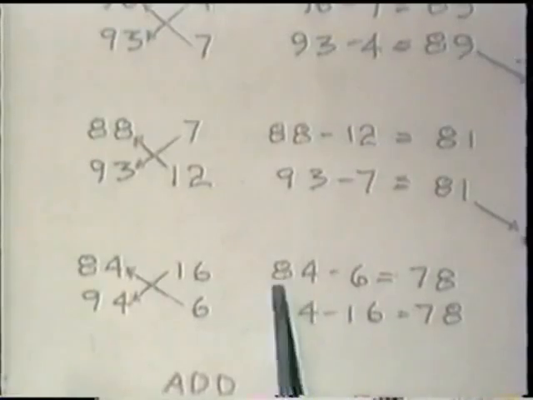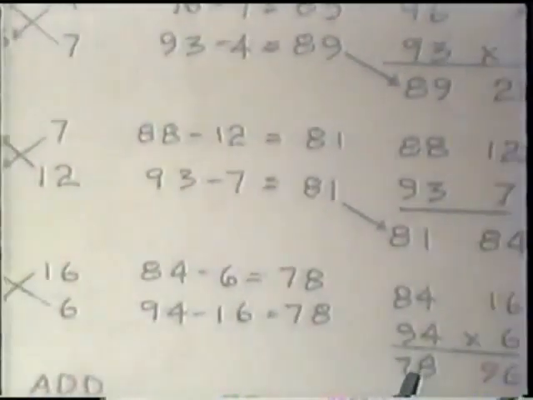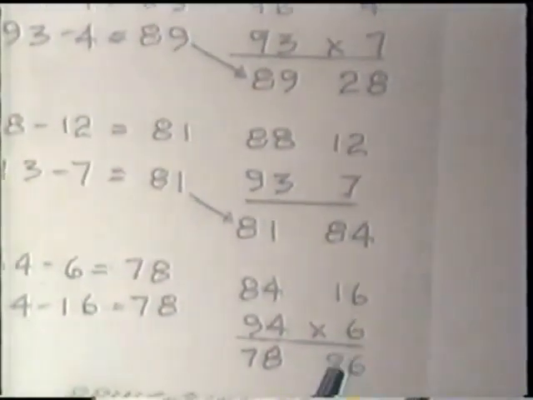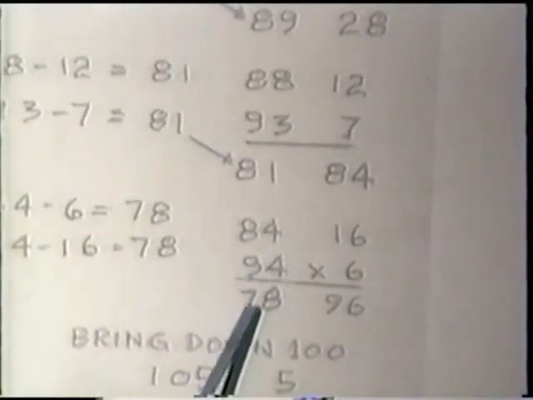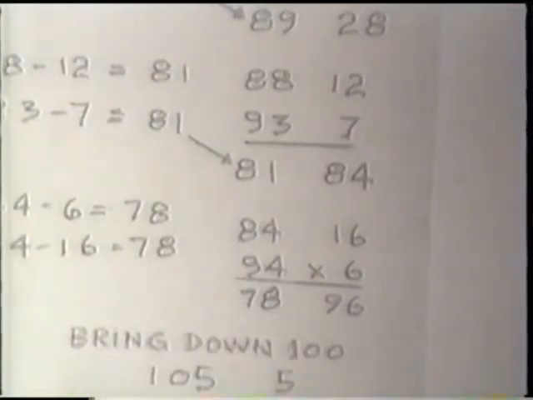6 from 84 is 78. 16 from 94 is 78. 78. And remember we had 6 times 16 is 96. 78, 16. The answer to 94 times 12 is 7,896.